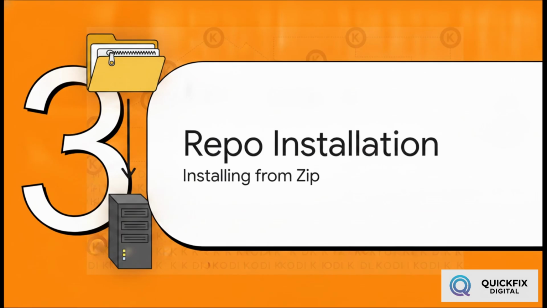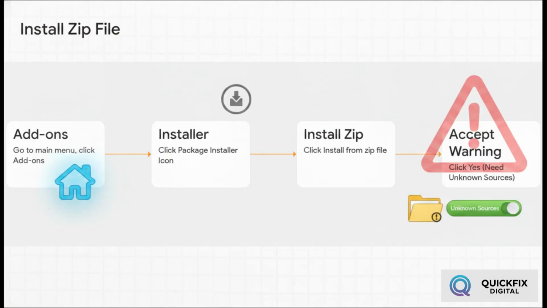Phase 2, Repository Installation, specifically installing from zip. To get the package installer going, Step 8 has you go all the way back to the main Kodi menu and click on Add-ons. Step 9, click the Add-on Package Installer icon, which is usually sitting up at the top left. Step 10, quick install from zip file. Now, for Step 11, you'll probably see a warning pop up. Click Yes. But pay incredibly close attention here. You absolutely must have unknown sources enabled in your Kodi system settings for this to actually work. If you haven't enabled that previously, you're going to hit a really frustrating roadblock, so be sure to take care of that before you even try proceeding.